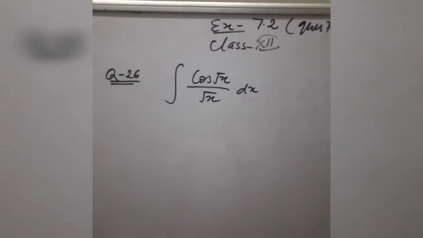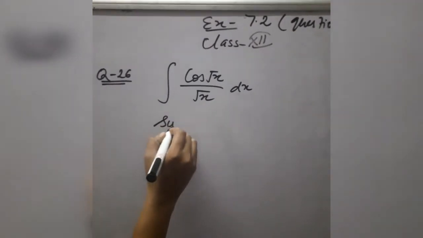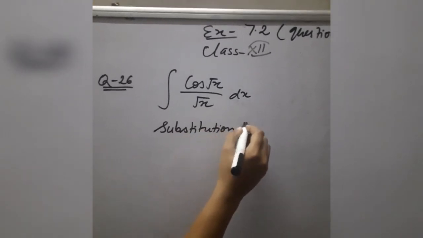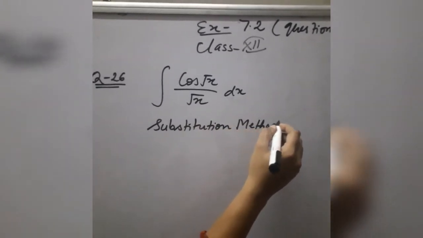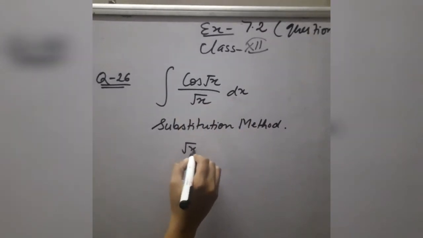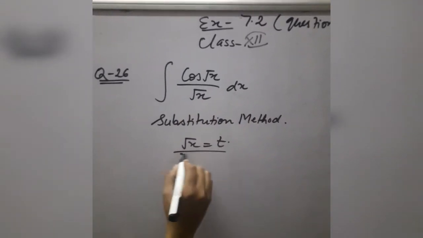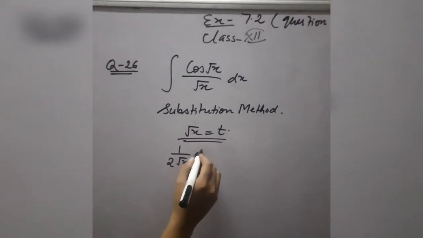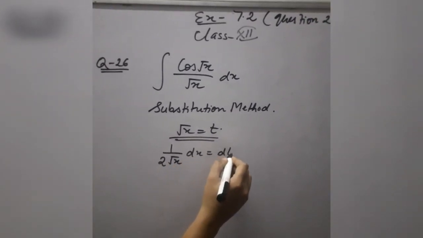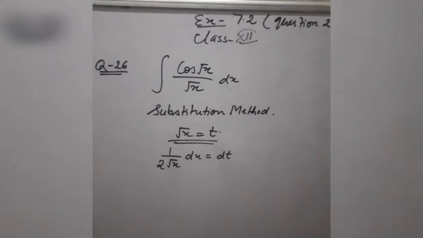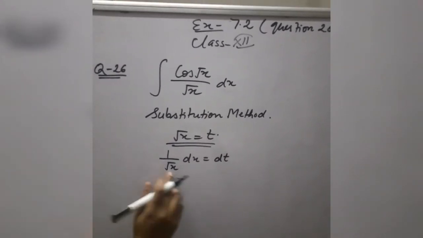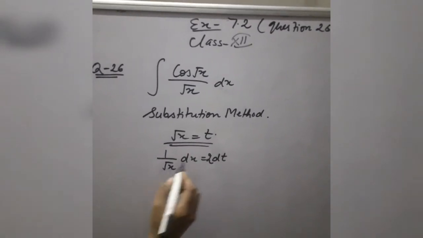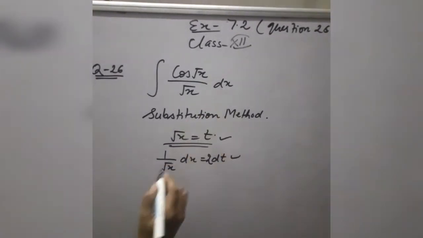As all of you know that we are doing substitution method in this exercise. So here also we will use same method. In this sum you will put root x is equals to t, then differentiating both side with respect to x, you will get 1 by 2 root x into dx. This is equals to dt. Now here this 1 by root x into dx, this is equals to twice of dt. Use these two results here in the given statement.